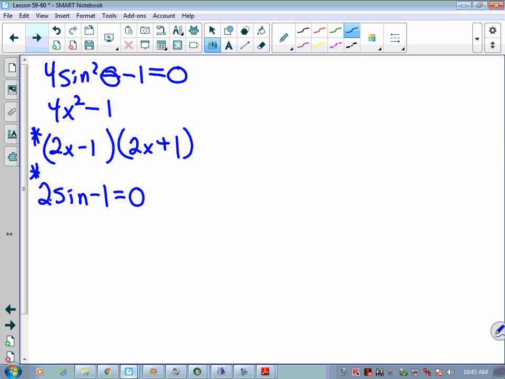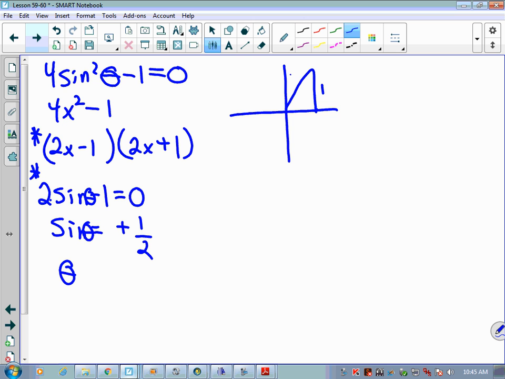All right, so if I'm going to try to solve this, I'm going to add 1 and divide by 2, correct? So sine theta equals positive 1/2, correct? We're going to try to figure out what theta equals, so we're going to come over here. Sine is opposite over hypotenuse. So we got 1, 2, radical 3. That would make this 30 degrees, correct?